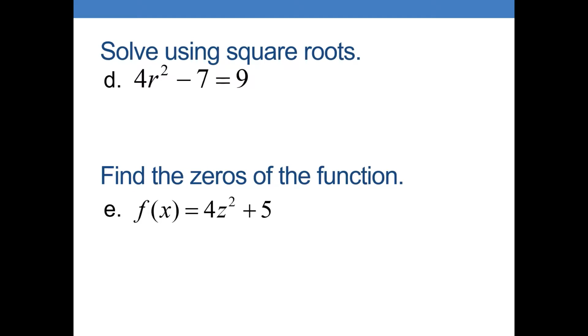Let's solve using square roots. We must isolate the r squared. So let's add 7 and divide by 4. Take the square root of both sides, we get two solutions. It's real easy to forget that plus or minus, so make sure you practice that.